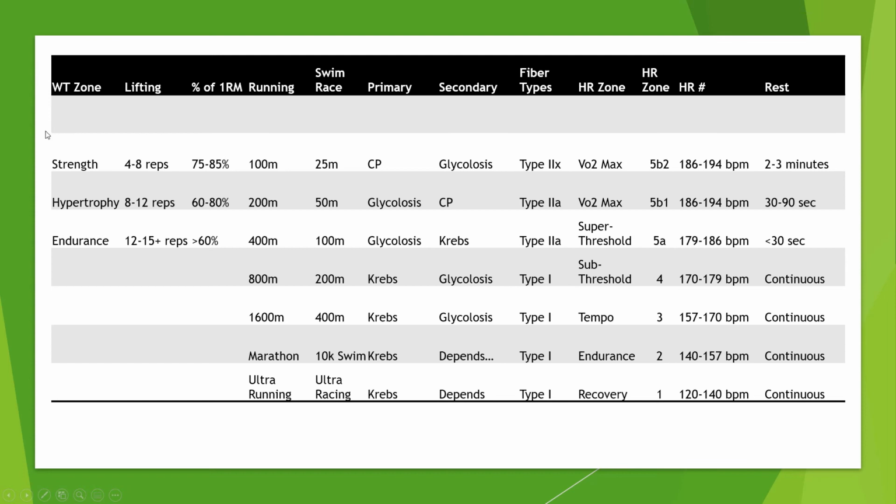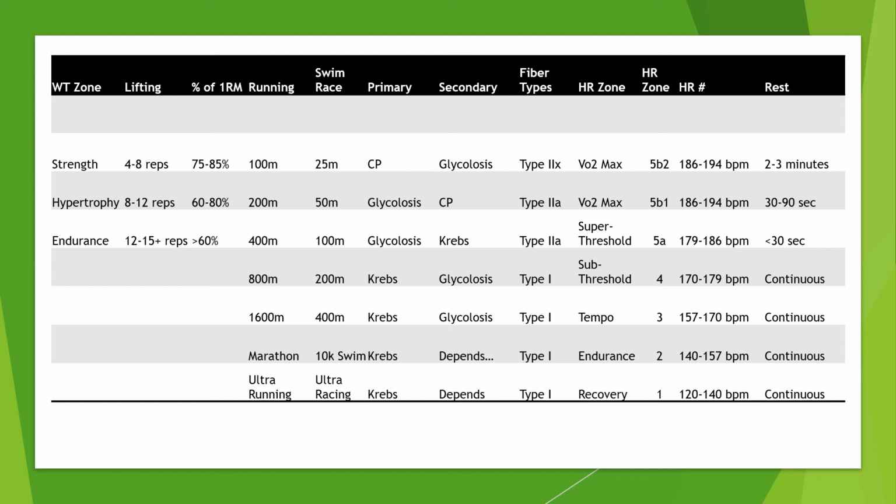type 2X muscle fibers as their primary. And then the weight training zones, this is your strength zone. So this is more about the strength that you're getting out of your lift. And this is 75 to 85% of your 1 rep max, and you can only do about 4 to 8 reps of a particular exercise before you're going to fail.